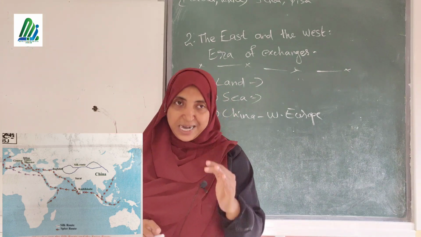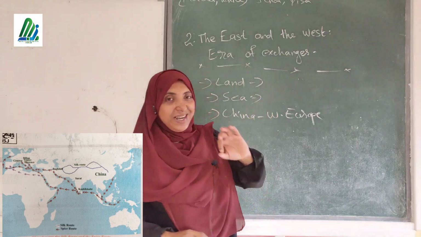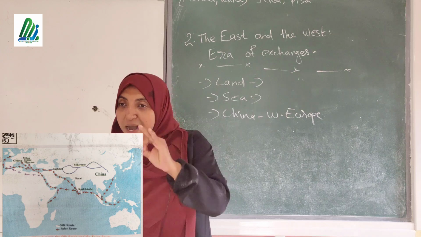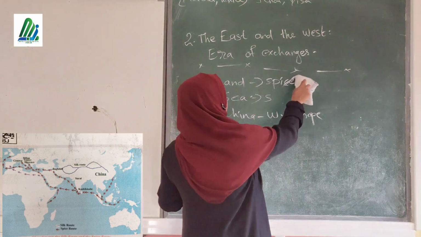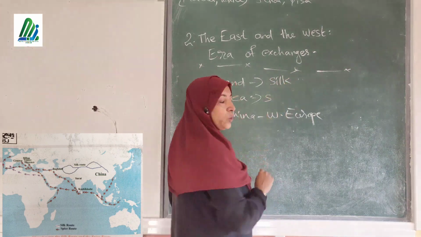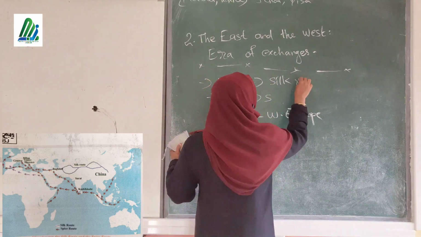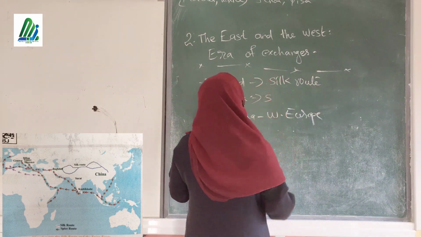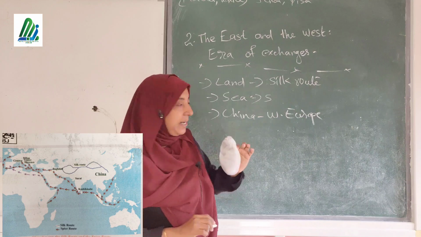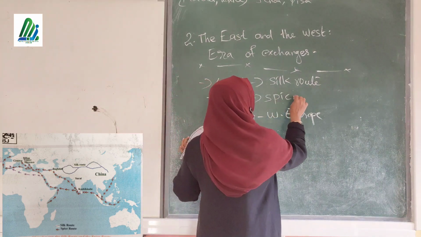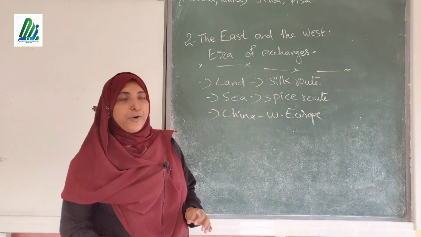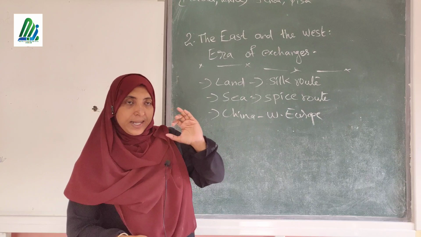Which are they? Yes, first one, say loudly. First one, Silk Route. Then another one, what's that? Okay, Spice Route. So, the land route is known as Silk Route. Then the sea route, or the trade route through ocean, is known as Spice Route.